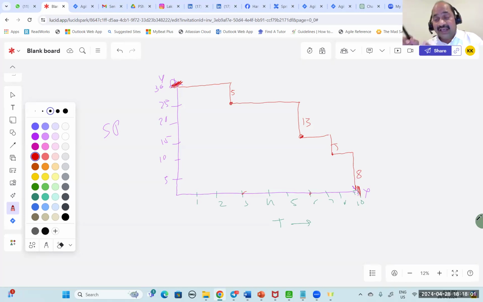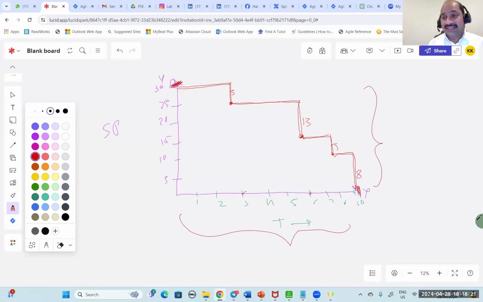As and when the team completes the work, you are going to see a drop in the burn down chart. As and when they complete, you are going to see a drop in the burn down chart like this. Okay, so the burn down chart, now we are very clear. What it indicates: how much of work is left against this time.